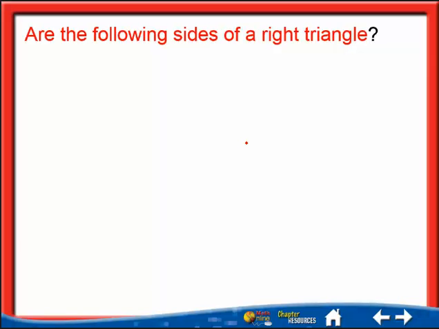Okay, so here's another one. Are the following sides of a right triangle? So you should try to do this. What would you do? Think it through. Okay, be ready for the lesson. Be ready for your problems tomorrow in class by practicing, by seeing if you understand.